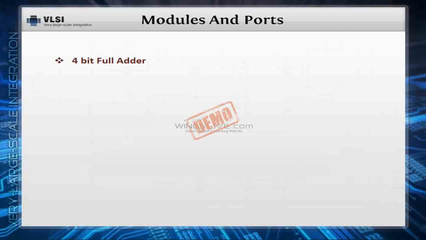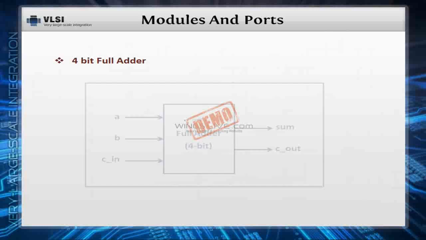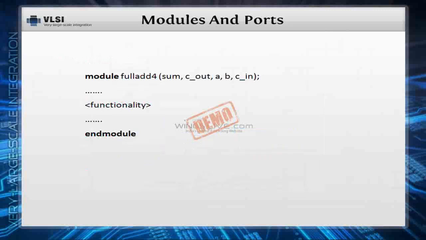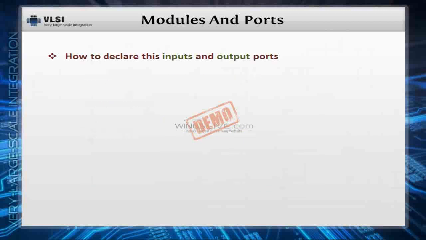Let's consider a 4-bit full adder. Here we have the diagram for the input and output ports. We'll name this module full add 4. The module full add 4 takes inputs on ports A, B, and carry in, and produces an output on ports sum and carry out. Thus, module full add 4 performs an addition for its environment. This is how it looks with the module name, inputs, and outputs. Now we'll see how to declare these input and output ports. All ports in the list of ports must be declared in the module.